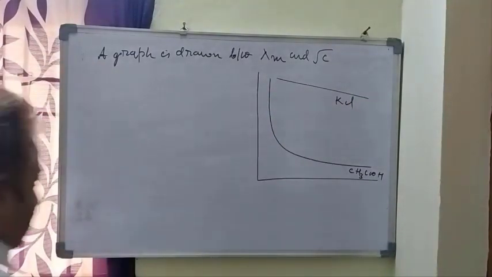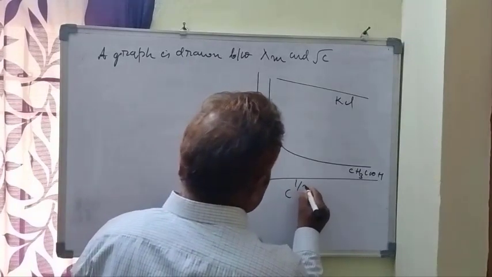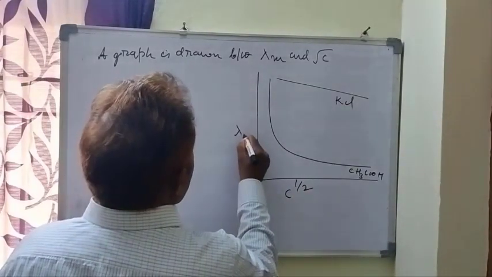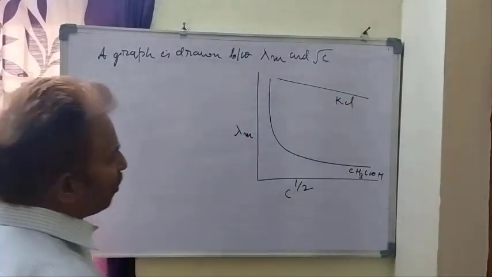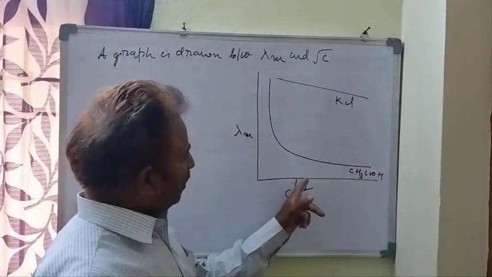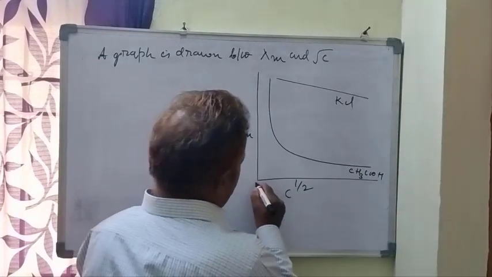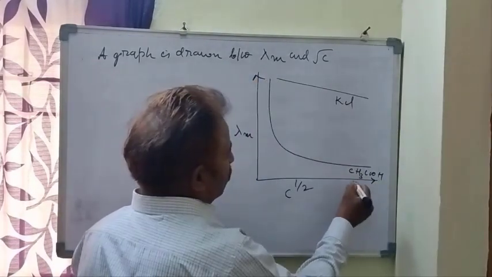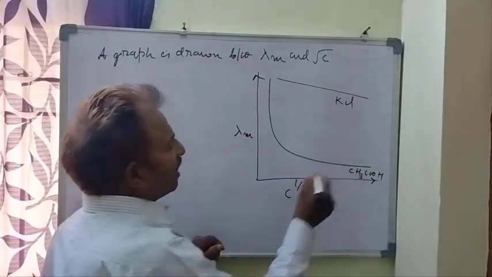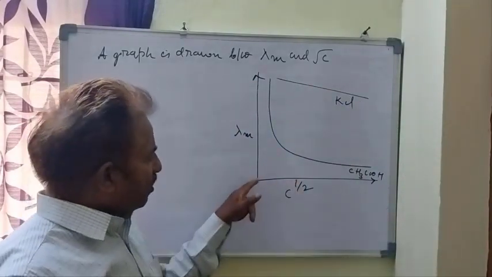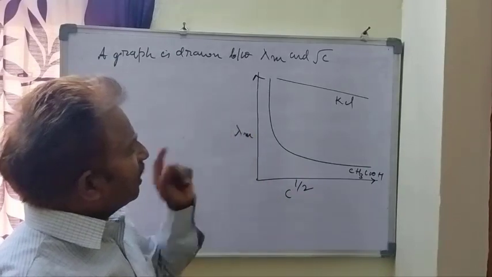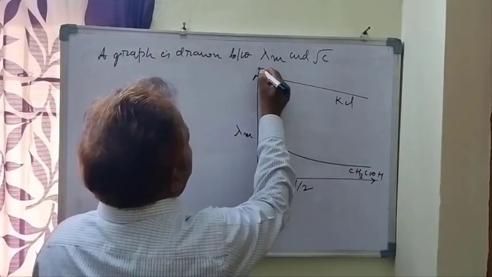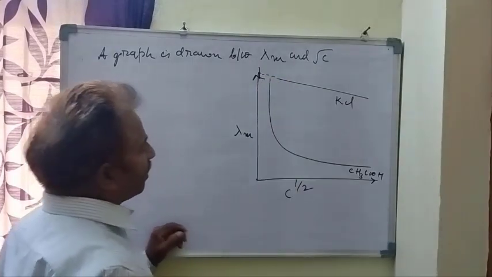Here this is C to the power 1 by 2, that is square root of concentration, and this is the lambda m. So as we move towards the right side, concentration increases. As concentration increases, molar conductivity decreases. As concentration decreases, molar conductivity increases. Therefore, we extend this graph with a dotted line.